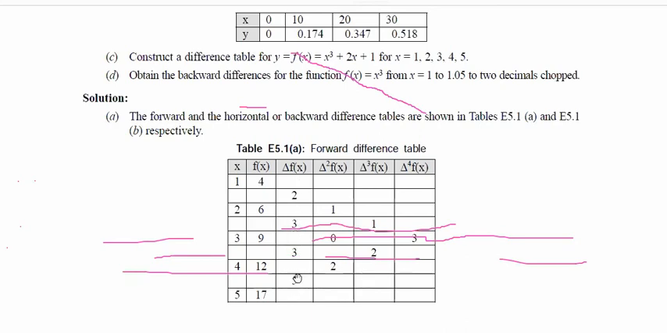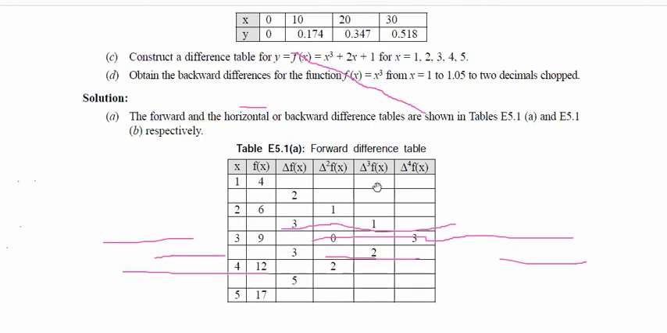Second, delta squared y1. The formula: delta squared y1 is delta y2 minus delta y1. This is delta y2 minus this delta y1. So the difference is 1. Similarly, the difference 3 minus 3 is 0. Similarly, 5 minus 3 is 2.